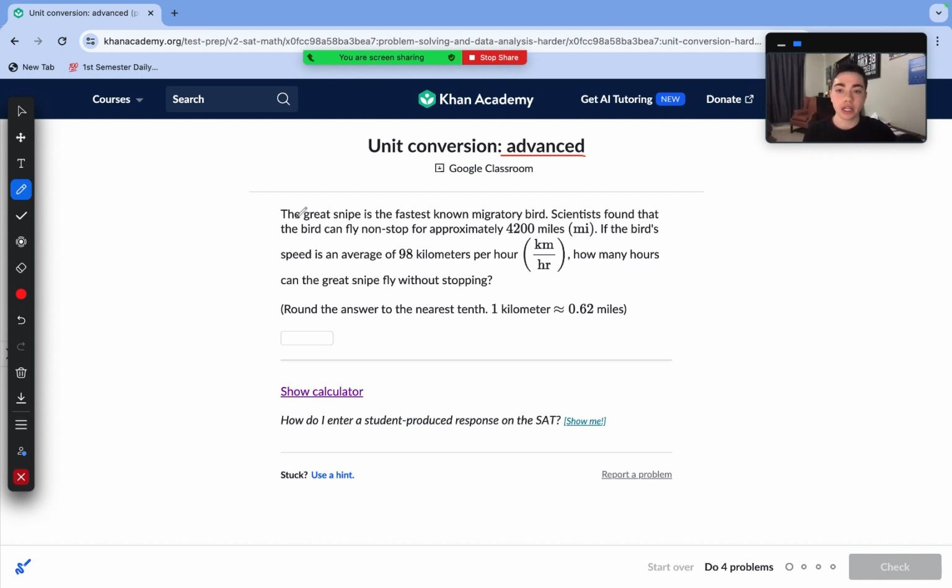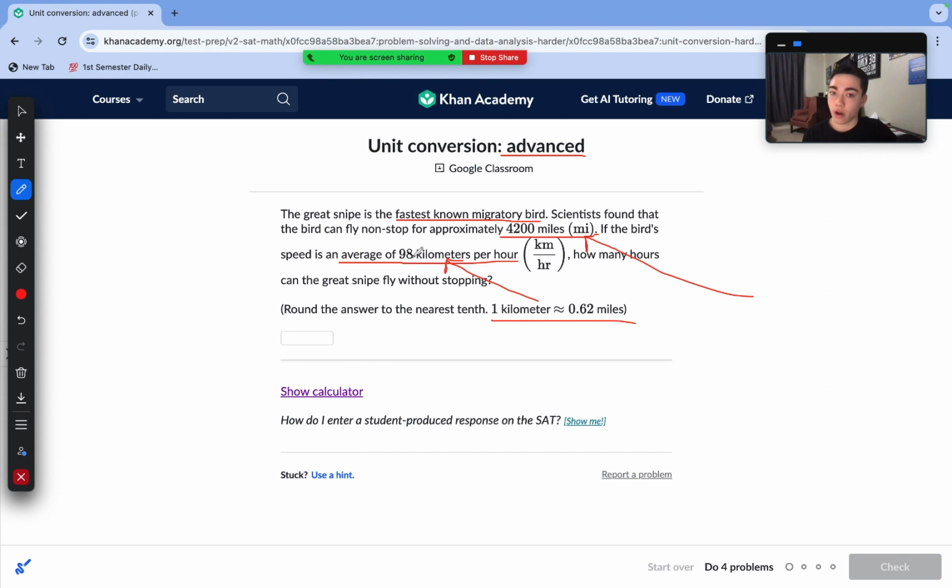So in this first question, the great snipe is the fastest known migratory bird. Scientists found that the bird can fly non-stop for approximately 4,200 miles. If the bird's speed is an average of 98 kilometers per hour, how many hours can the great snipe fly without stopping? So the first thing that we need to do here, we should notice that this is a kilometers unit, which we need to convert to miles, as 4,200 is of course in miles, and we cannot have those different units. We need everything to be the same.